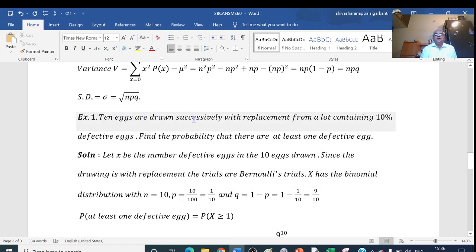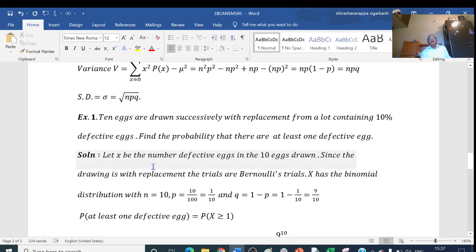10 eggs are drawn successively with replacement from a lot containing 10% defective eggs. Find the probability that there is at least one defective egg. So here we take, let x be the number of defective eggs in the 10 eggs. So we have drawn 10 eggs here with replacement one after the other. Let x be the number of defective eggs in the drawn 10 eggs.